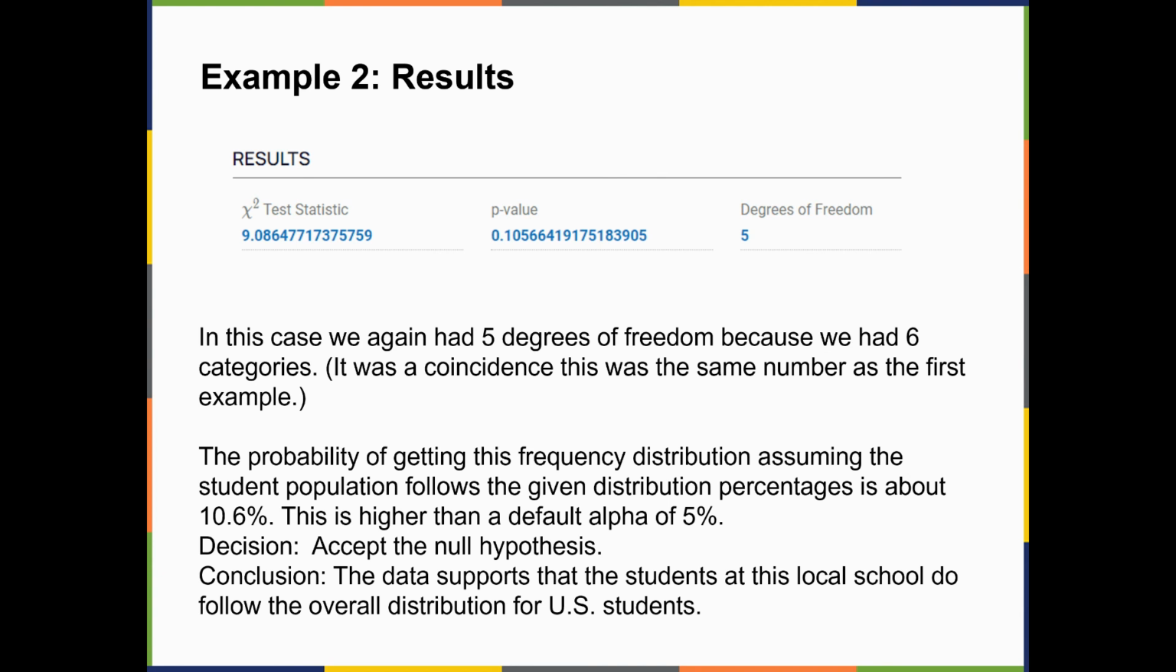The probability of getting this frequency distribution, assuming the student population is given by the U.S. distribution, is about 10.6%. This is higher than our default alpha of 5%. So our decision in this case is to accept the null hypothesis. Not that unlikely we would have this distribution. Could happen 10% of the time at random. So our conclusion is that the data supports that the students at this local school do follow the overall distribution for U.S. students. We should probably say at a 5% significance level.